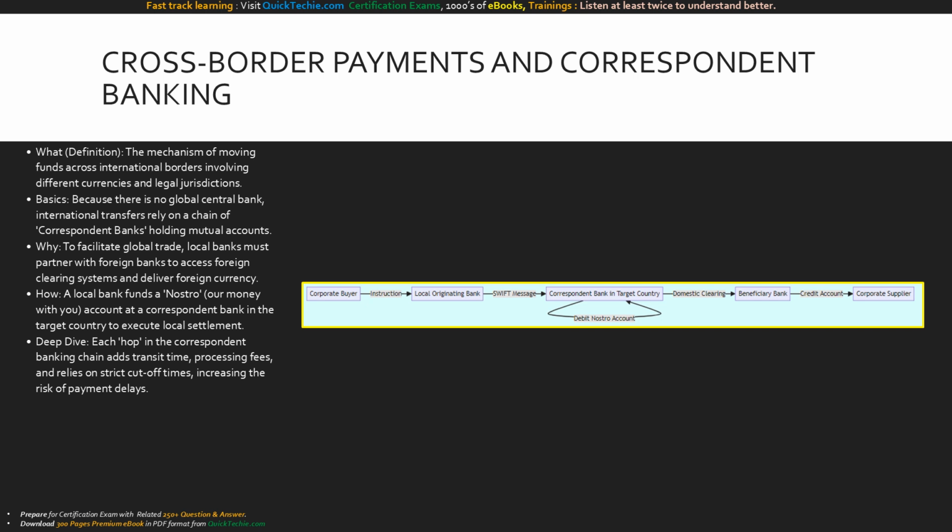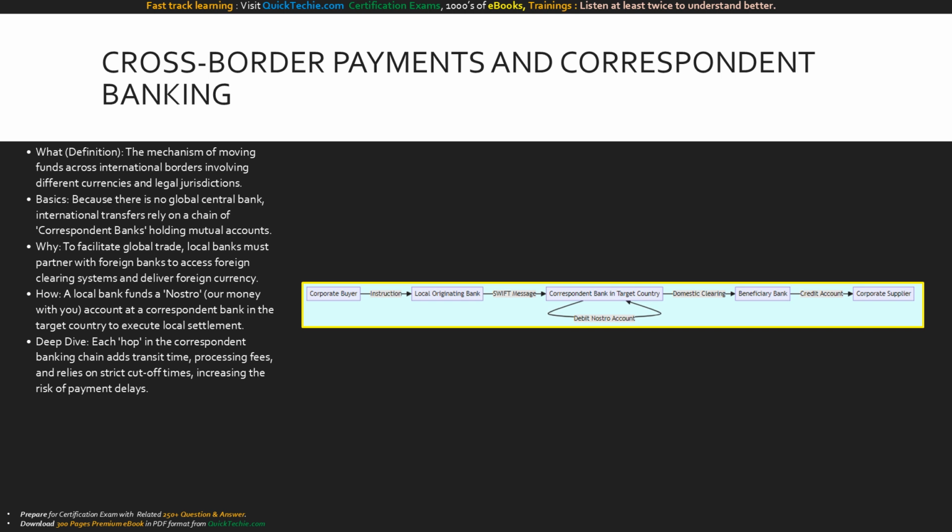This chain of correspondent banks requires strict cutoff times and seamless communication. If there is a breakdown in this chain, the payment is delayed, severely impacting your global supply chain and creating unnecessary working capital strains. Here we map the journey of a cross-border foreign currency payment.